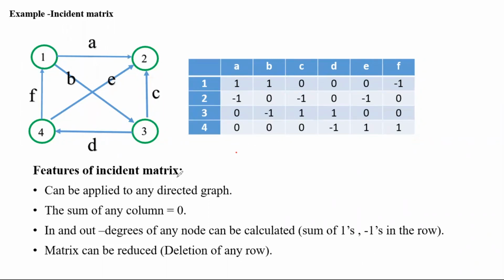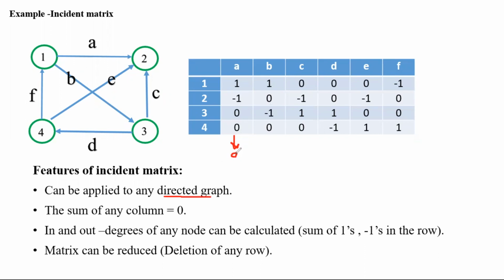Features of the incidence matrix. It can be applied to any directed graph. The sum of any column equals 0. Here the sum of any column equals 0. As you see, the sum here is 0, 0.